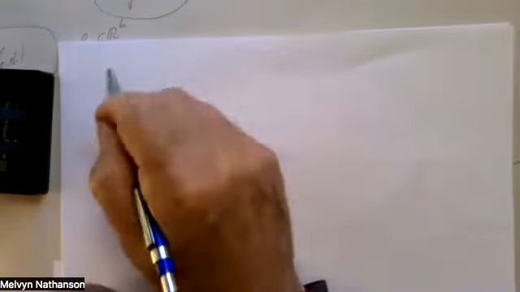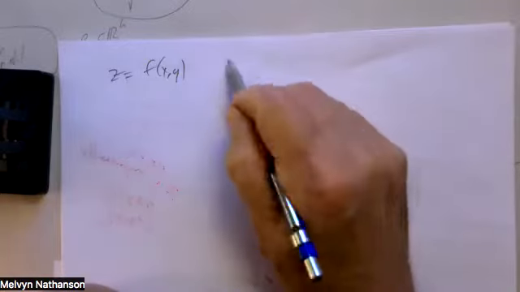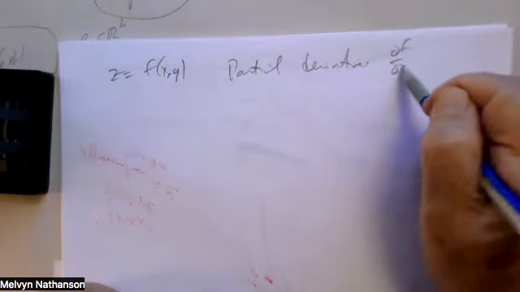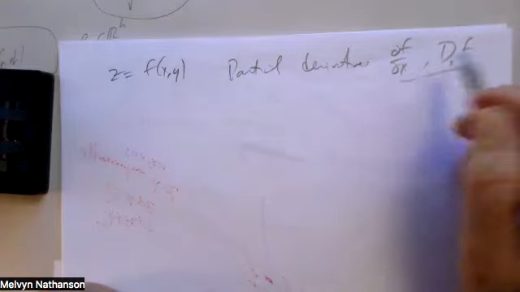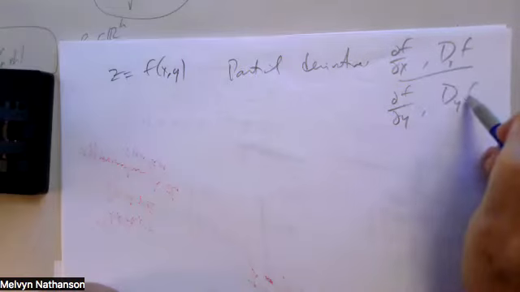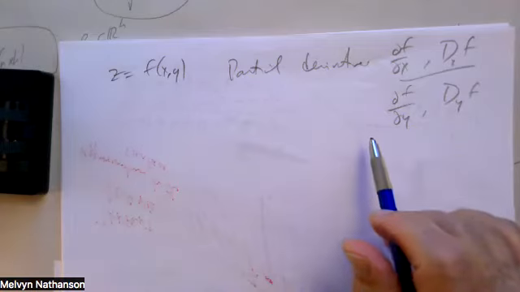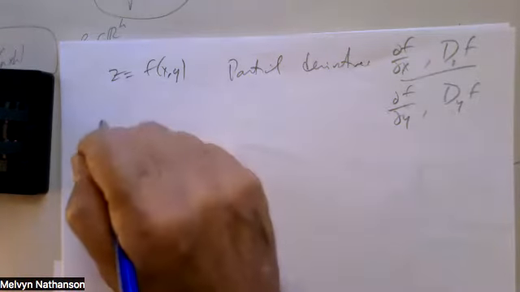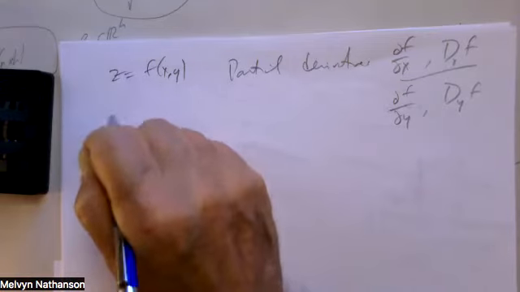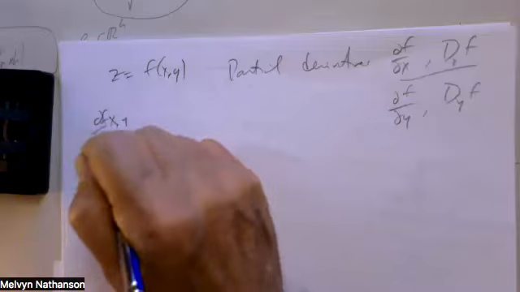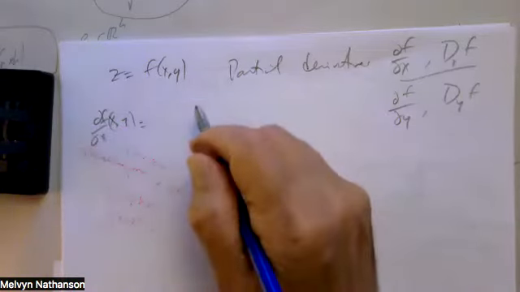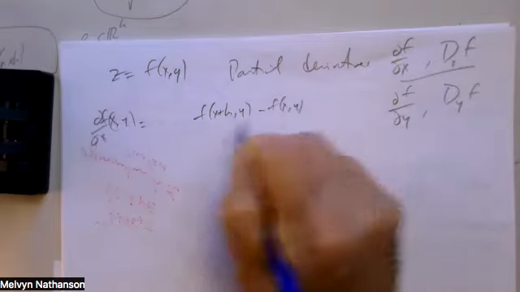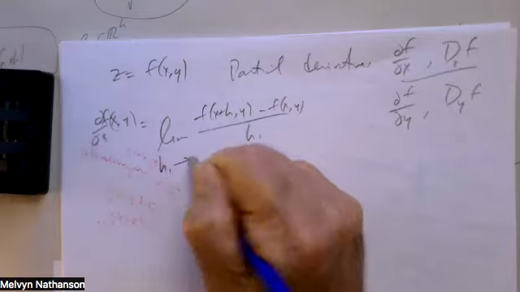Now, if we have a function of two variables, say z = f(x, y), we define the partial derivatives, which are sometimes written as the partial of f with respect to x, or d sub x of f, they're the same thing, or the partial of f with respect to y, or d sub y of f. These are the derivatives in the direction of the x and y axes. So if you take a point (x, y), the partial of f with respect to x at the point (x, y) means you look at f(x + h1, y) minus f(x, y), divided by h1, and you take the limit as h1 goes to zero.